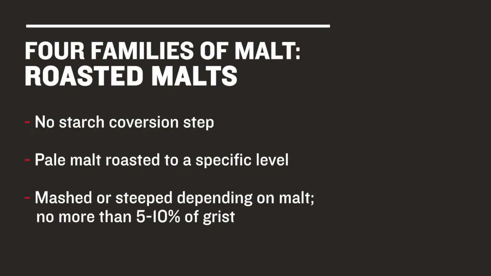In contrast to crystal malts, roasted malts do not undergo a starch conversion step. Pale malt is loaded into a roaster and roasted to the desired level, like toasting bread until it gets to how you like it. Successful roasting requires a great deal of skill from the maltster. For the brewer, the darker end of the range can be steeped, but for best use, the lighter examples like biscuit or amber malt should be mashed. Usually they'll make up no more than 5 to 10% of a grist.